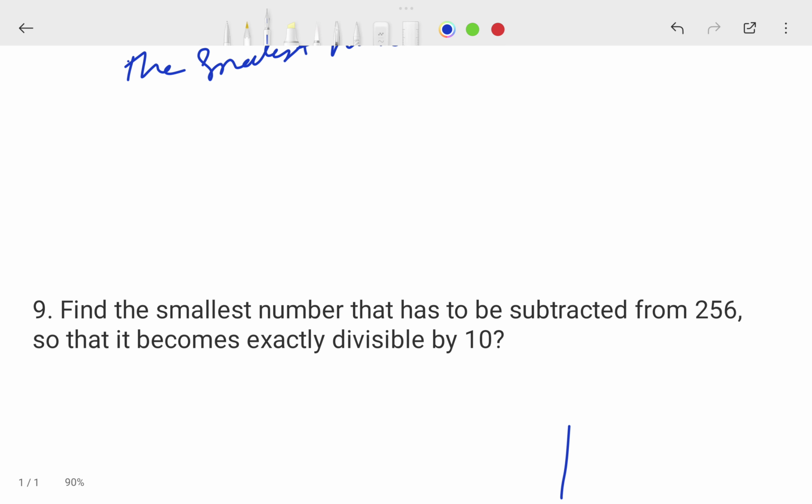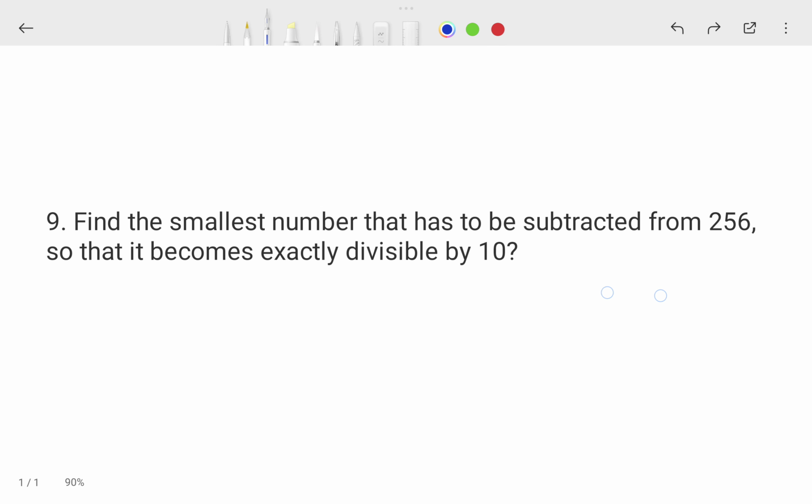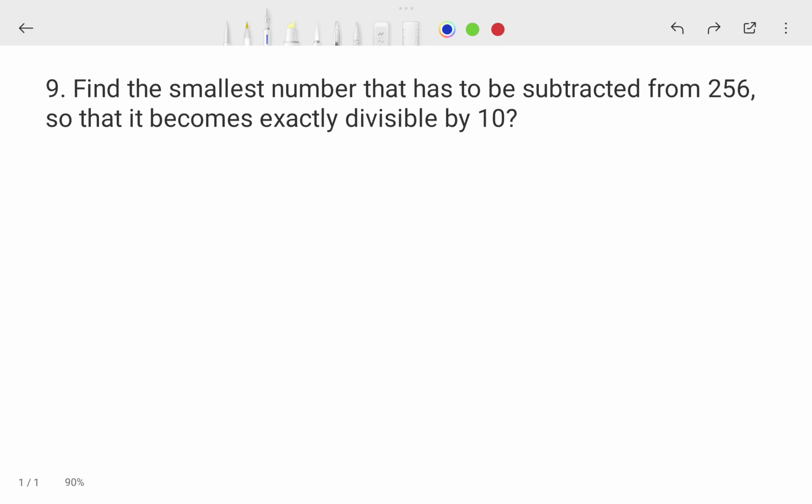Next, the 9th one. Let's see what this is telling. Find the smallest number that has to be subtracted. Now you have to subtract. The number given is 256. In this one we have to subtract the smallest number which makes this number exactly divisible by 10.